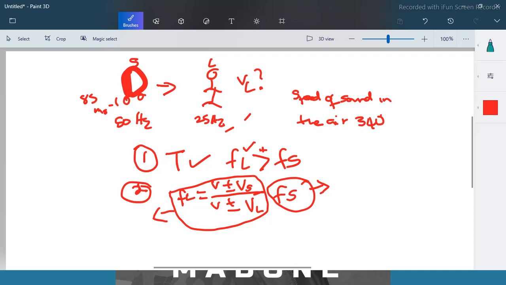The frequency of the source is 50 Hz. It must be in brackets when we're calculating Doppler. Now, here is where this comes in. These V's actually represent the speed of sound in air, which is usually given. It's always the same.